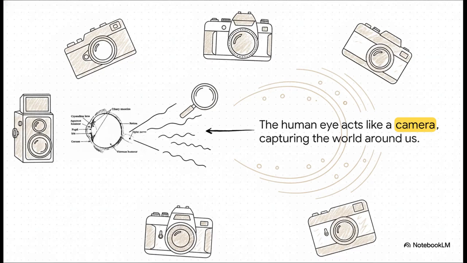Now, there are many parts, but for our lesson today, I want you to focus on just two very important things. First, this part right here, the crystalline lens. Think of it as the lens of the camera. And second, this screen at the very back, which is light sensitive. This is called the retina.